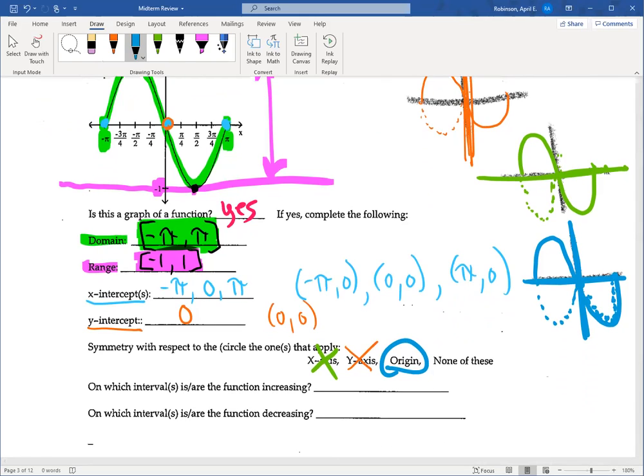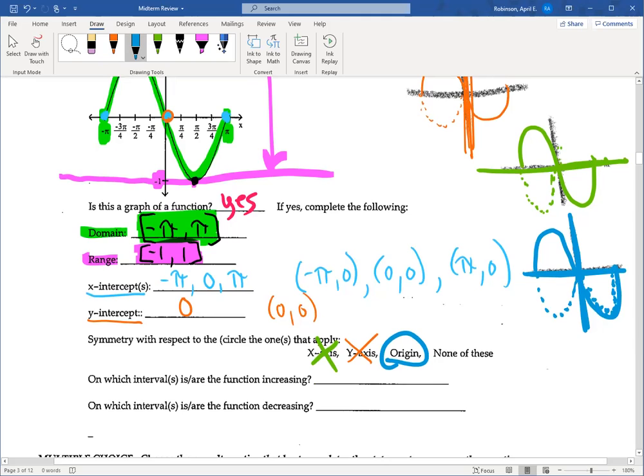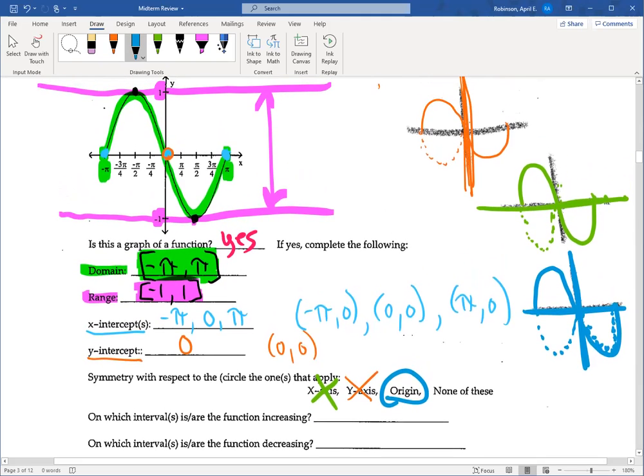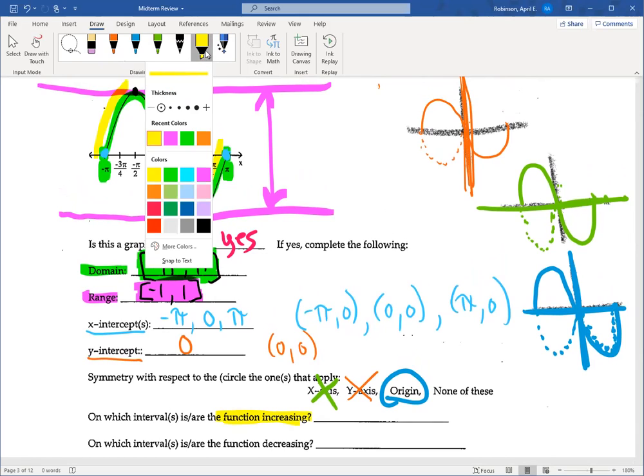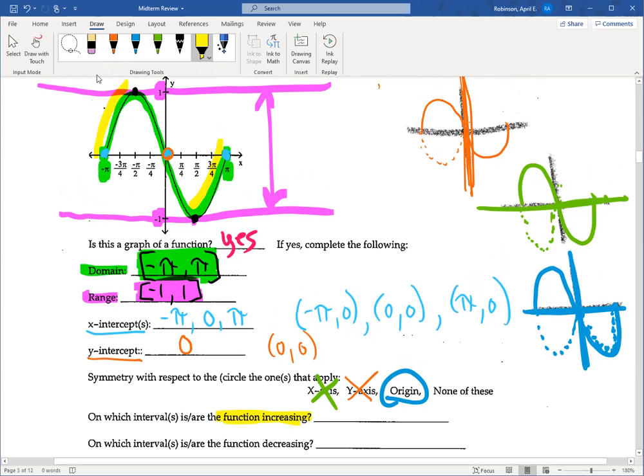On which intervals is or are the function increasing? On which are they decreasing? Okay, this is when you definitely only use parentheses. And okay, if we're looking for where it's increasing, it is increasing here and here. So it's going between here and here, and then here and here. This is where it's increasing.